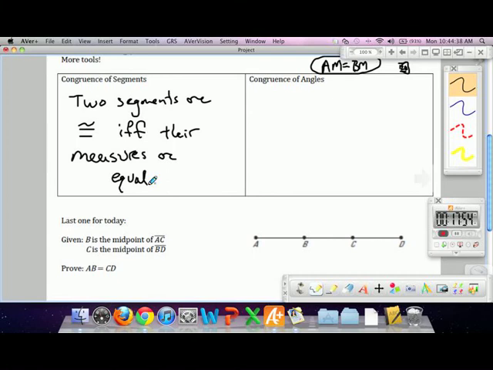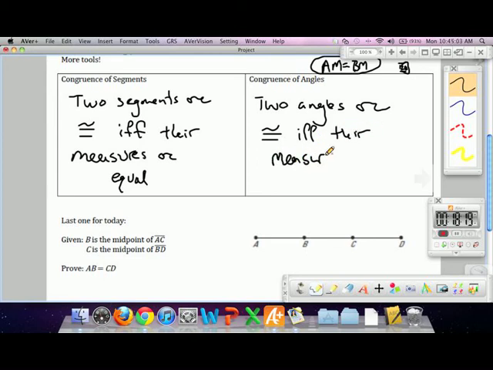Similar with angles, two angles are congruent if and only if their measures are equal. By jotting down some thoughts, some pre-work, we think, well, why should this be true in the first place?